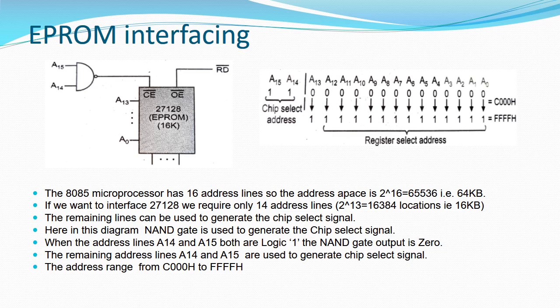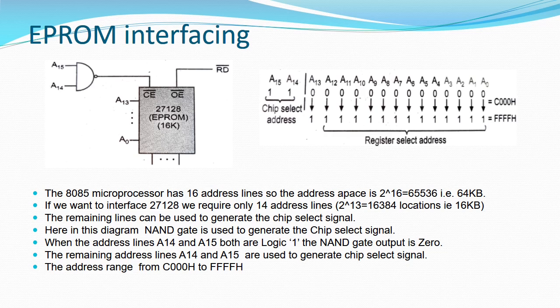In the next interfacing example, we have taken the 27128 IC. Now, instead of a decoder, we have used a NAND gate in this case. As we know, the 8085 microprocessor has 16 address lines, so the address space is 2 raised to 16, and that is 64 KB. Now, if we want to interface the 27128 IC, we require 14 address lines. That is 2 raised to 14, which gives 16384 memory locations, or 16 kilobytes of memory. The remaining address lines, A14 and A15, can be used to generate the chip select signal.